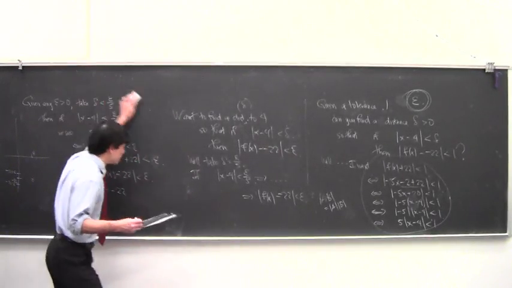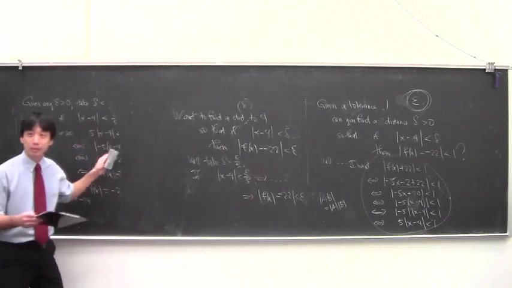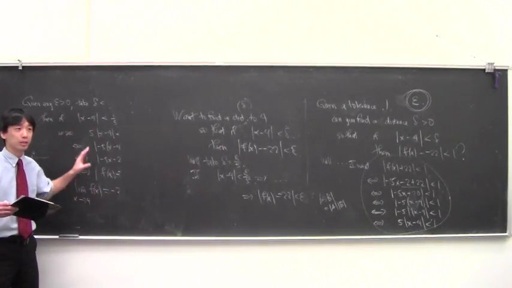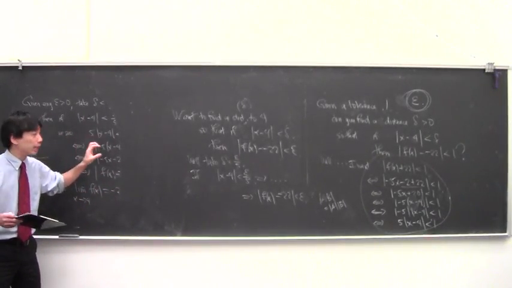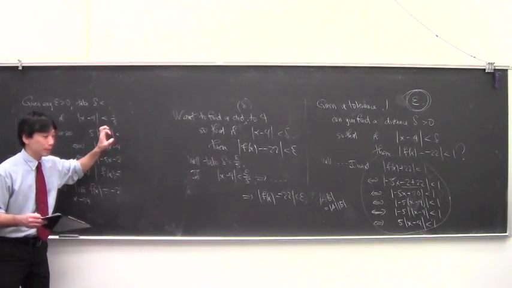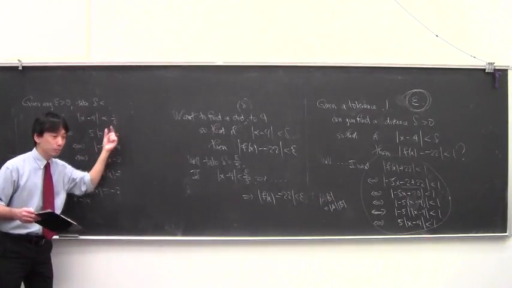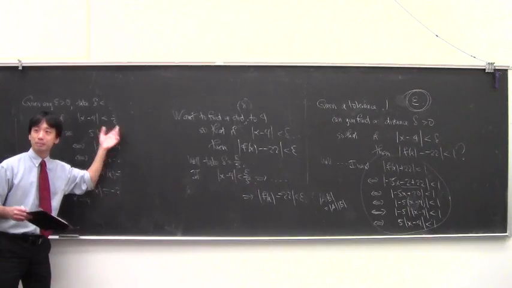Okay. So anyway, I hope you get the idea here. What does it mean that the limit exists? It means that if somebody says, I want you to be this close, you can find a place where you are that close. That's it.